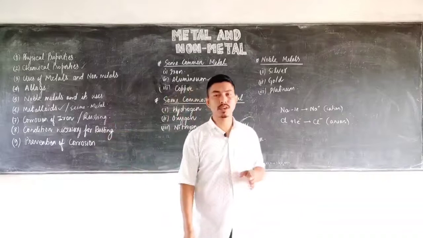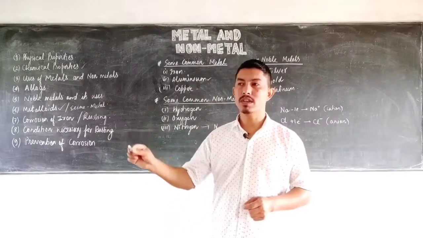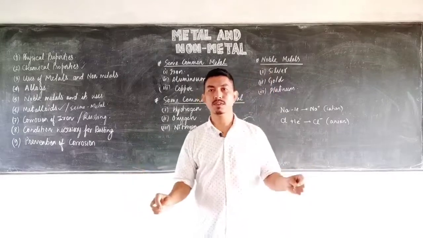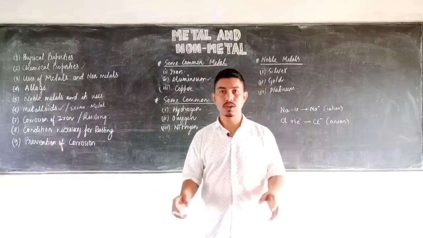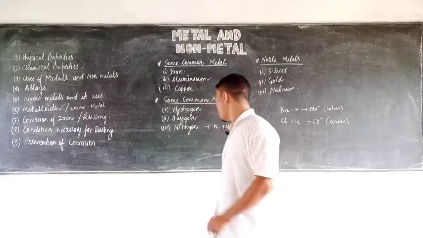So rusting is a process in which the iron reacts with the water present in the atmosphere, and also in the presence of oxygen, it gets corroded, and the corrosion occurring in the case of iron is known as rusting. So how does the rusting occur?